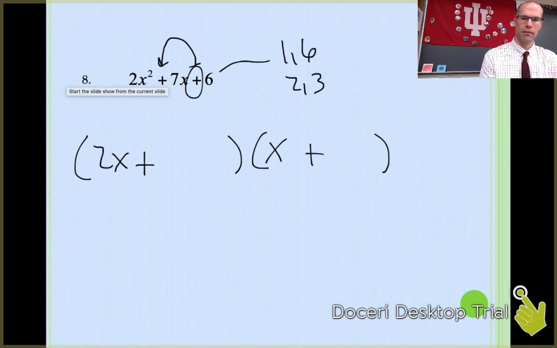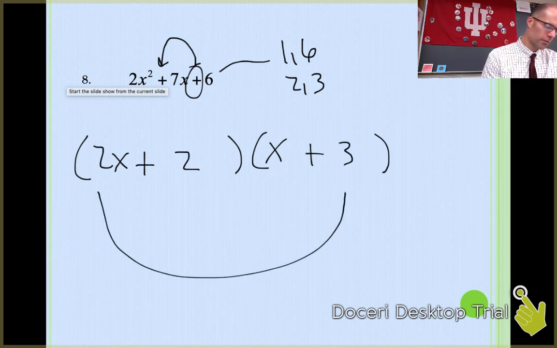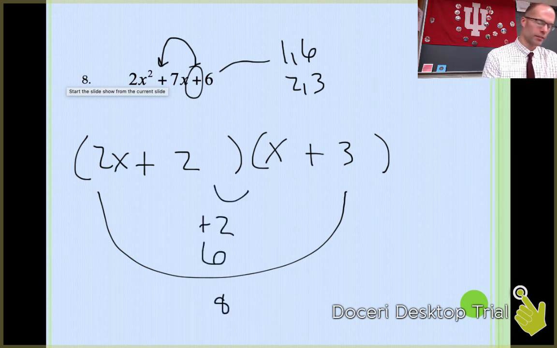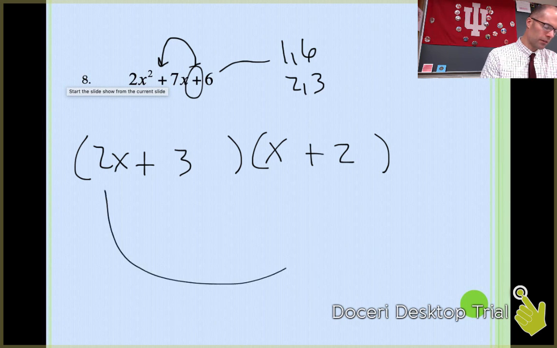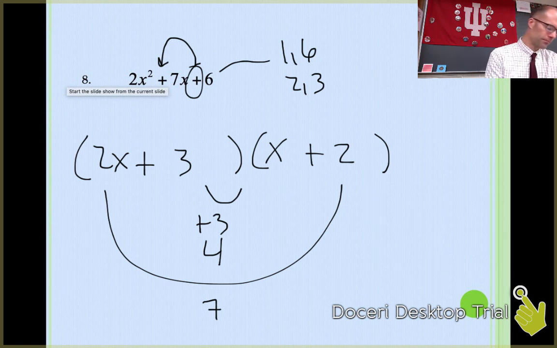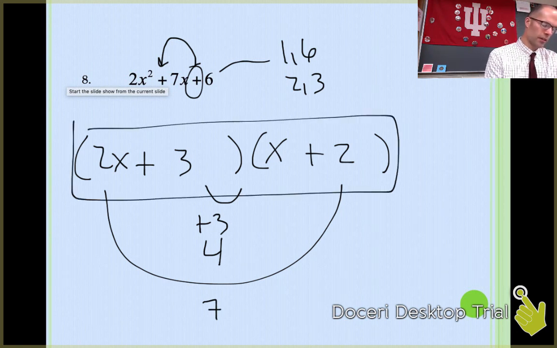Remember, we want to get 7. So what I'm going to try is I'll do the 2 and 3. So if I put the 2 and 3, 2 times 3 will give you 6, plus 2 gives you 8. So nope, we didn't get 7. So let's switch them. Let's put the 3 here and the 2 here. That's going to give you 4. It's going to give you 3, which now that gives you 7. So these are the factors I need.